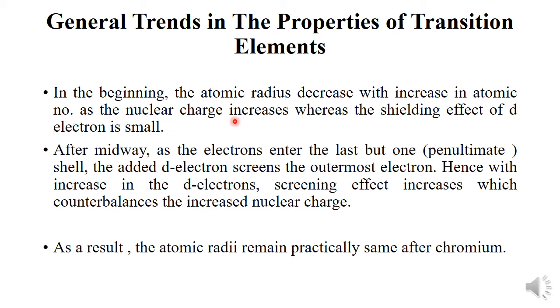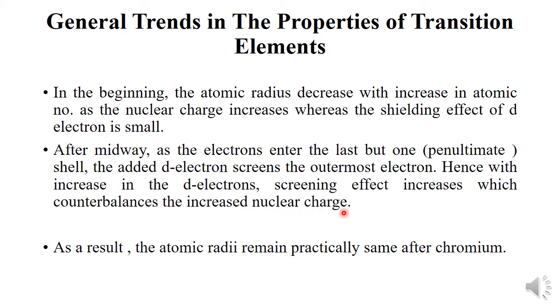This is because of increase in the nuclear charge. And as in this case, the electrons are entering the d sublevel, and the shielding effect of this d electron is very small. So there is a regular decrease in the atomic radius. But after midway, as the electrons enter the penultimate shell, the added d electron screens the outermost electron. Hence, with increase in the d electrons, the screening effect increases, which counterbalances the increased nuclear charge.